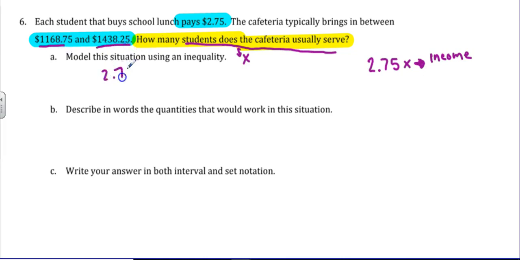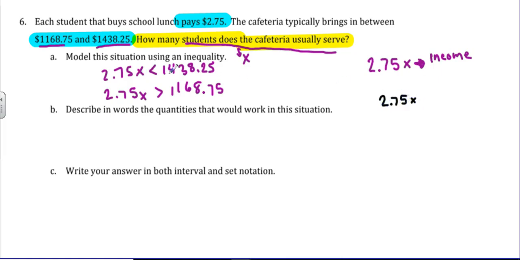So 2.75x would be less than 1,438.25, and it would need to be greater than 1,168.75. So we can write these as two inequalities, or we could write a compound inequality, which means that we would take this 2.75x and we would put that it has to be less than 1,438.25. At the same time, it has to be greater than 1,168.75. So this is a compound inequality. It uses the two different symbols, and this means the same thing, where you have this inequality and this other inequality can be written as a compound inequality here.